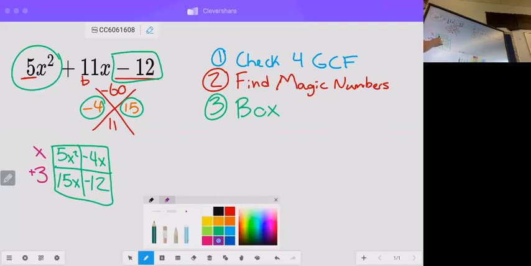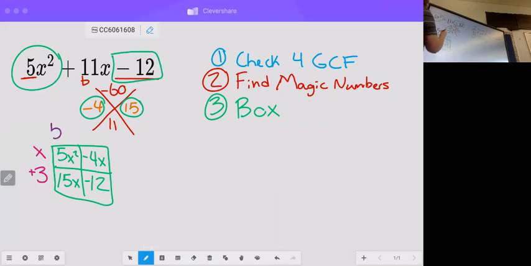Okay, then if we look at the columns, this column right here with the 5x squared and the 15x, we can factor out a 5, and we can also factor out an x because they're both divisible by 5 and they both have an x. Then if we look at this last column, we've got a negative 4x and a negative 12. Because our first term is a negative, that means we have to factor out at least the negative, but they're also both divisible by 4, so we're going to factor out a 4 as well.